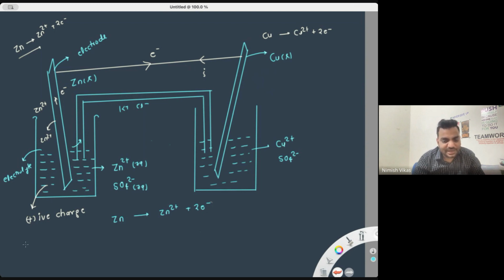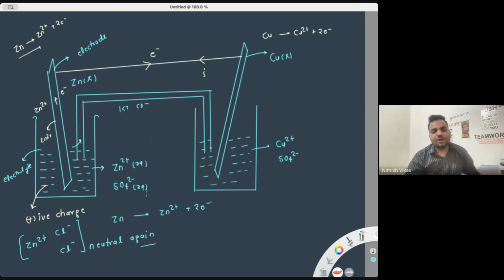So one extra zinc ion came. For every extra zinc ion coming to the solution, 2 Cl minus ions will also come to the solution from the salt bridge and will make the solution neutral again, so that more zinc can come. Let's talk about this side. What was happening on this side? One cupric ion was disappearing. Cupric ion was gaining electron and was disappearing from the solution.